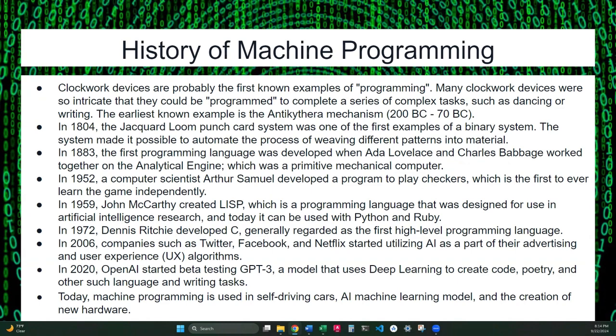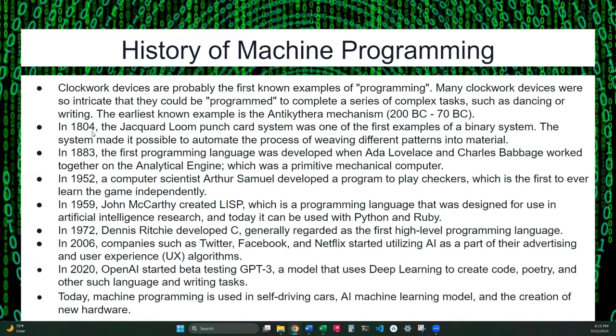The history of machine programming. One of the first examples of programming in general is what is known as a clockwork device. Many clockwork devices were so intricate that they could be, in a sense, programmed to complete a series of complex tasks, such as dancing or writing. The earliest known example is the Antikythera mechanism from 200 BC to around 70 BC.